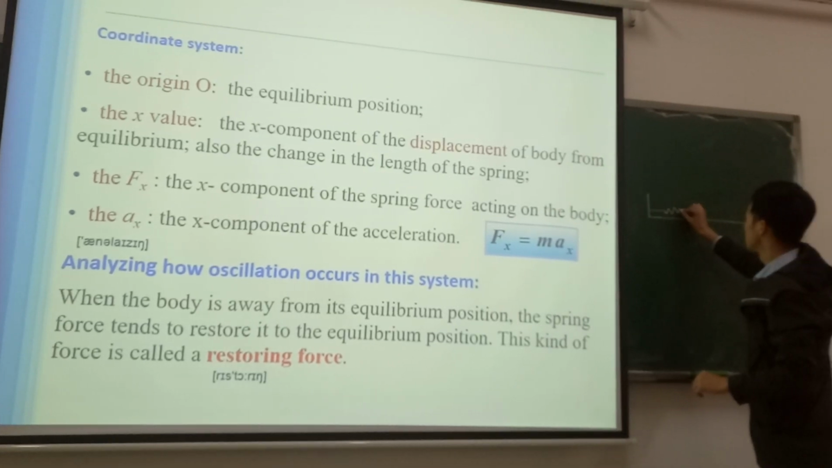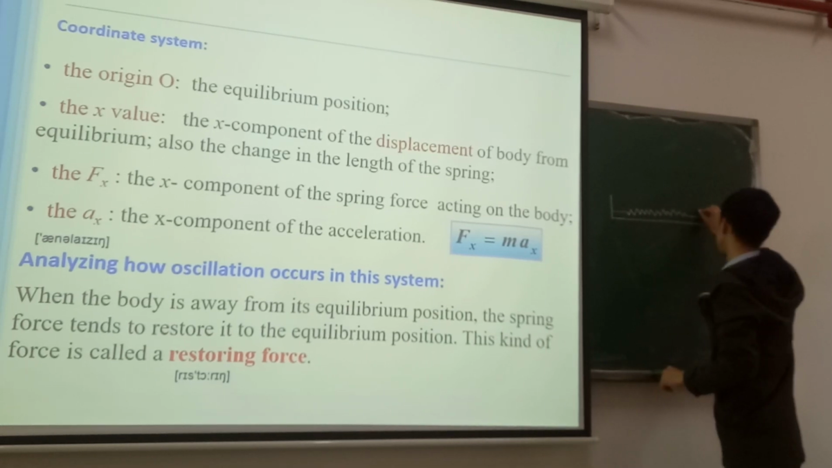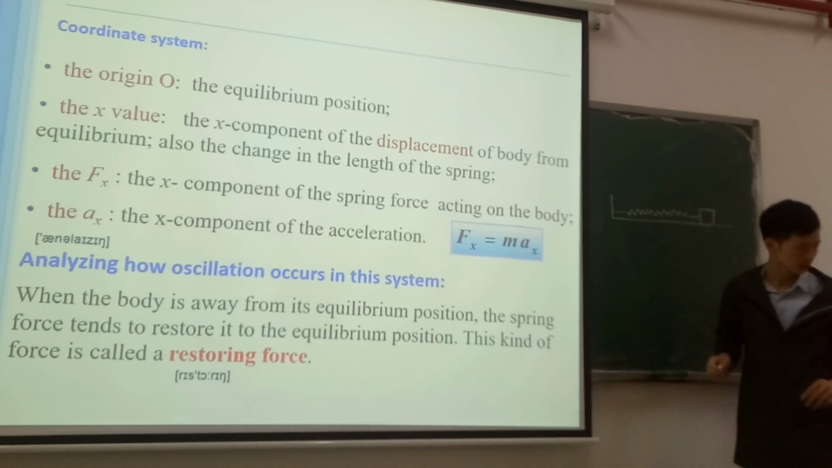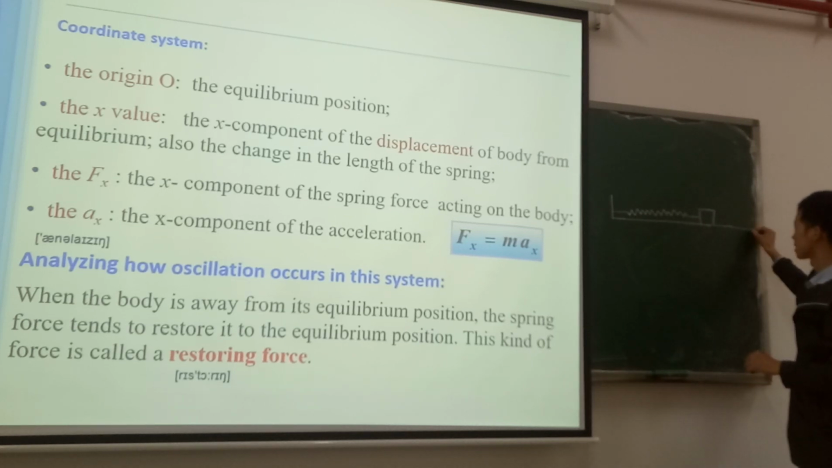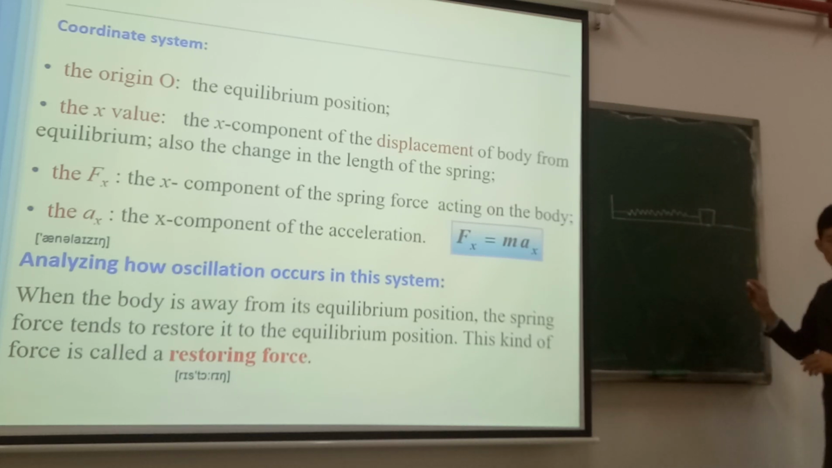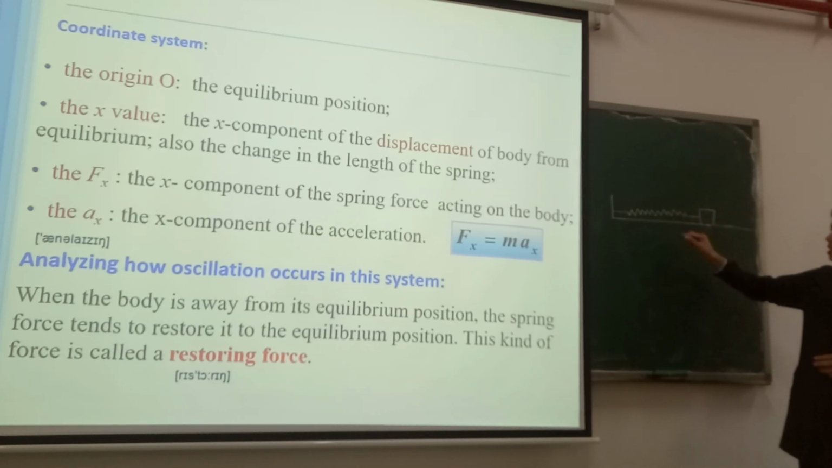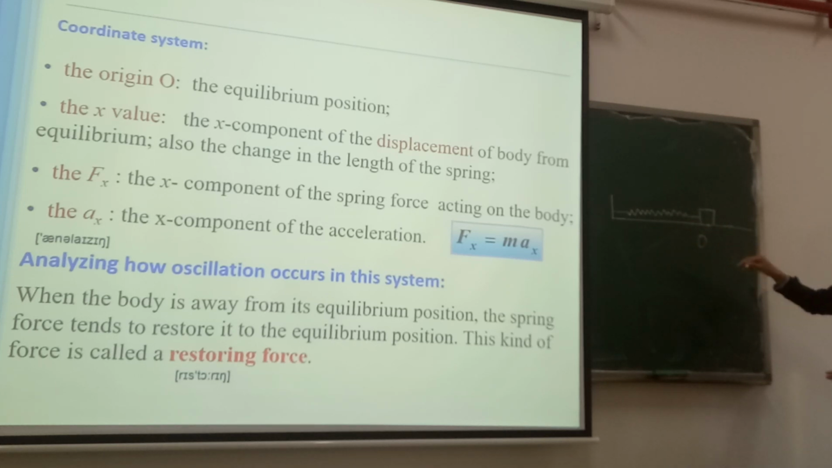This is the spring, and this is the body. So we choose this point, it is the equilibrium position, and at this point the spring is free, not stretched or compressed, and we choose this as the x-axis. The x value, such as if the body is moved to this position, and the distance is x. The x value is the component of the displacement of the body from the equilibrium position. So this is x.